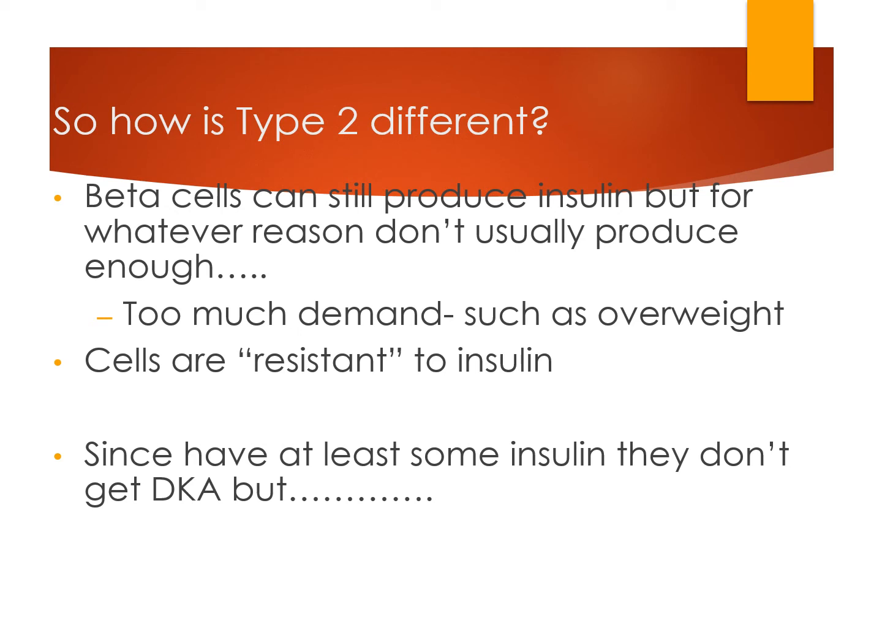Because these people have at least some insulin, the type 2s, they will almost never get DKA, even if they're not getting any sort of injectable insulin. Because of that, though, sometimes they will build their sugars up very gradually, and they'll come up with extremely high sugars. We'll talk about that in a minute.